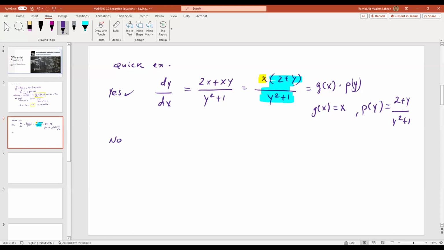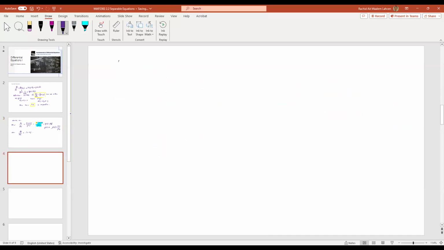Let's give an example of one that is not. dy over dx equals 1 plus xy. All right, so that's not separable. What is the method in doing these? It's going to be straightforward.